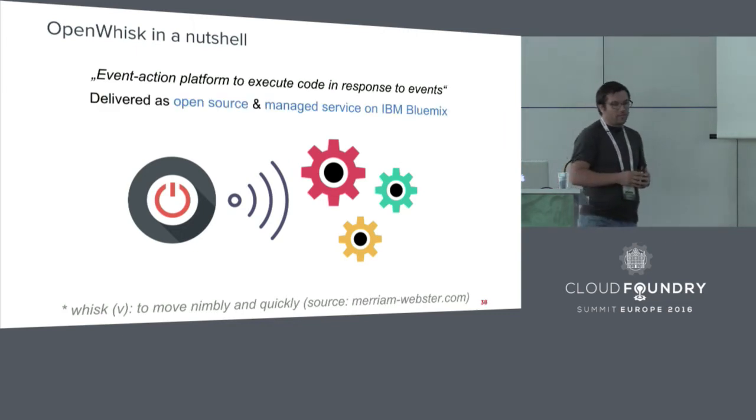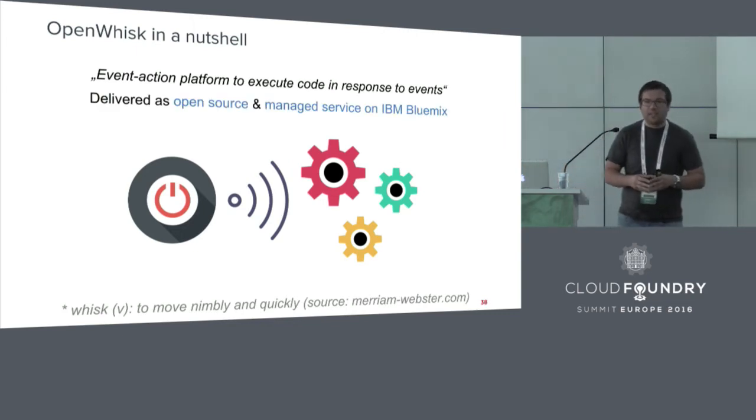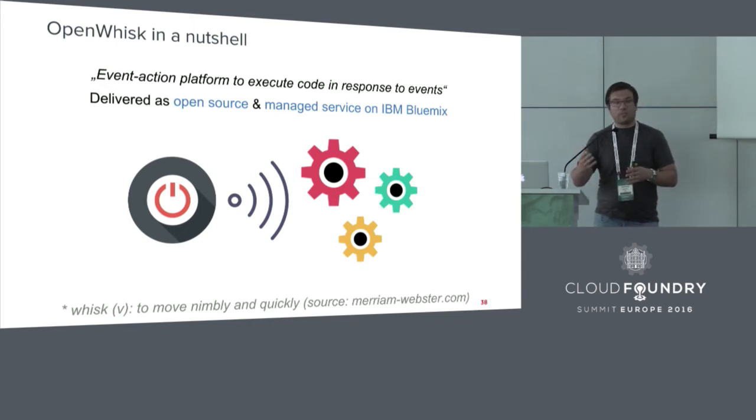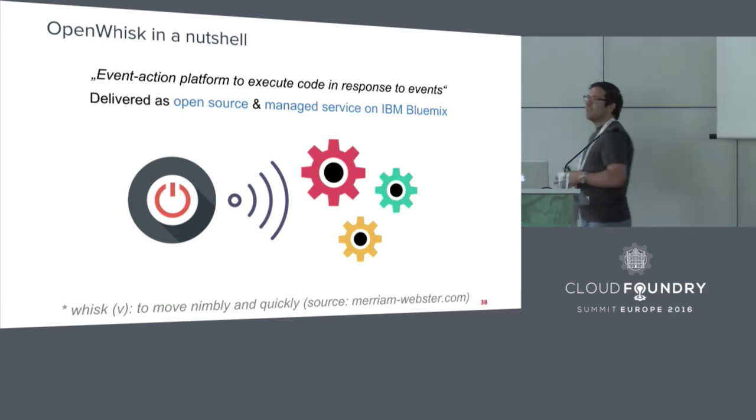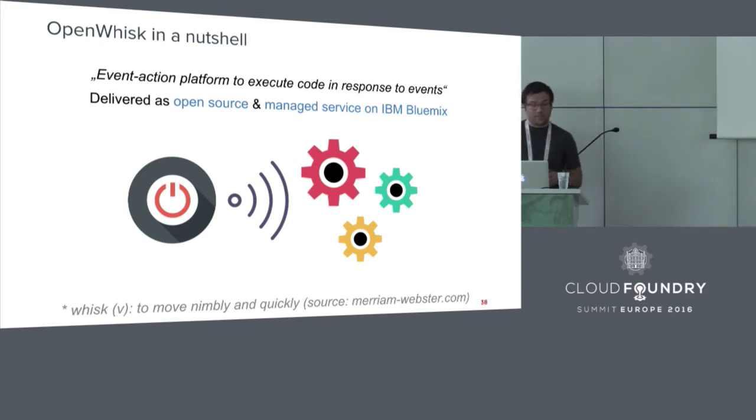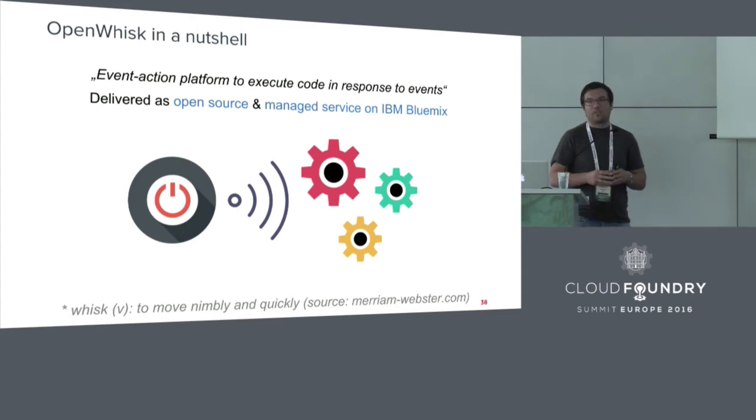OpenWhisk is being offered in two ways. You can get access to OpenWhisk if you go to the Bluemix platform. That's where our commercial offering is running. So as of today, you can just access the Bluemix platform, go to OpenWhisk and play around with it directly. We have a CLI, we have a UI, just play around with it. But we also made it available as an open source project. It's being hosted on GitHub.